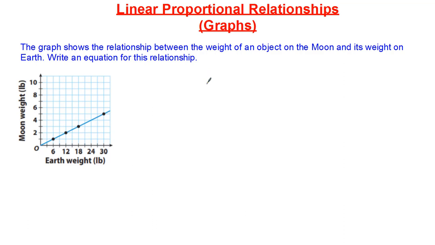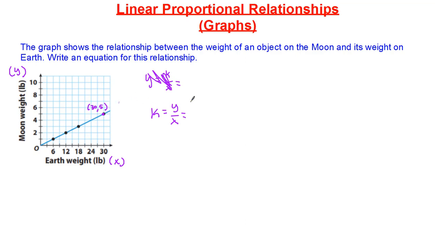Okay, so here's another example. The graph shows the relationship between the weight of an object on the moon and its weight on Earth. Write an equation for this relationship. So this is my x value, this is my y value. So y is going to be equal to k over x. So let's say I choose 30, so this is 30 for x, and then this is 5 for y. So, I keep messing this up, k equals y over x, there we go.